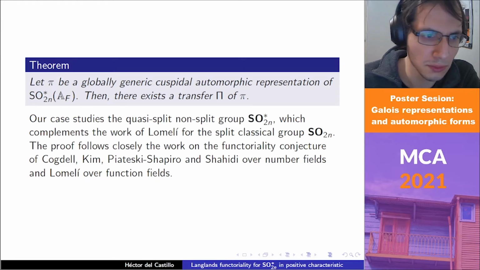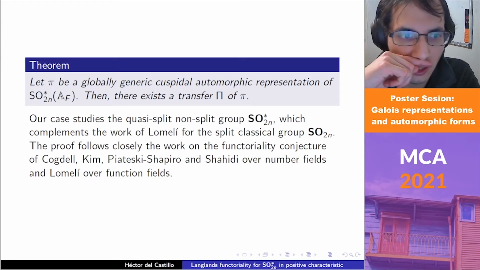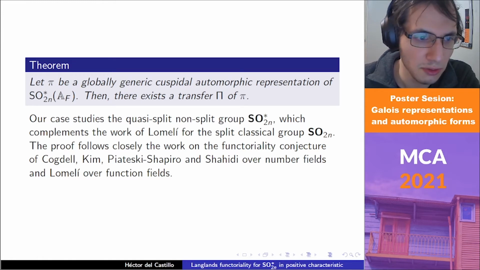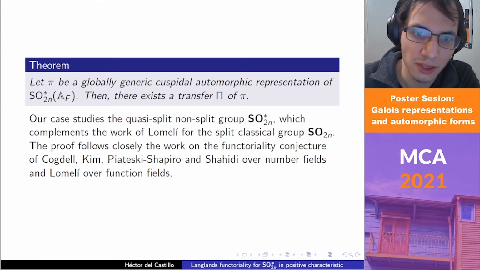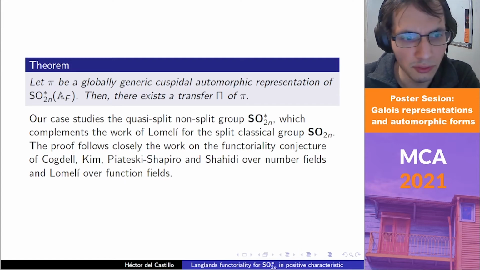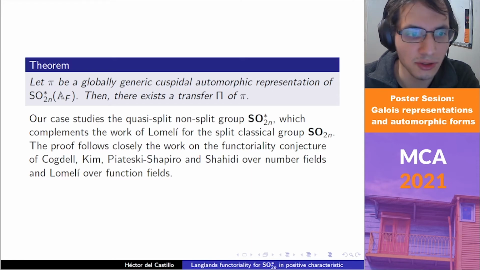But now, let me remark that our case study, the quasi-split non-split group SO2n star, complements the work of Lomelí for the split classical group SO2n. The proof follows closely the work on the functoriality conjecture of Cogdell, Kim, Piatetski-Shapiro, and Shahidi over number fields, and Lomelí over function fields.